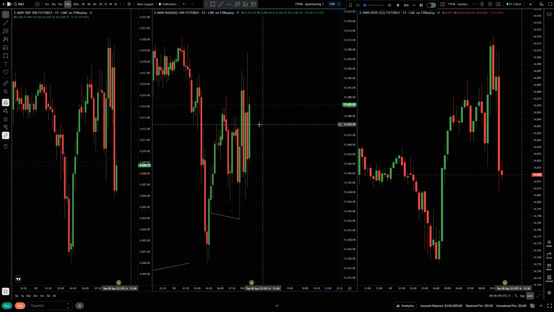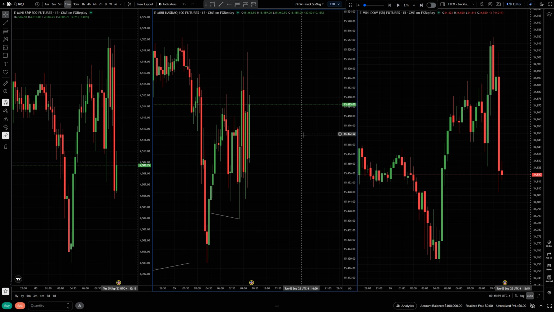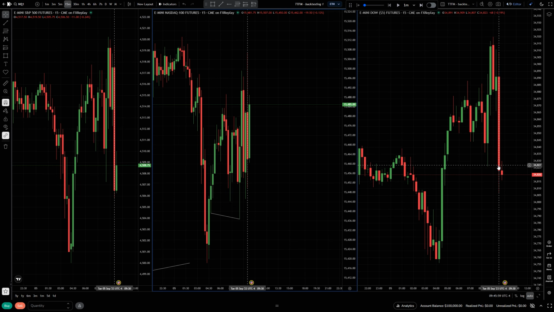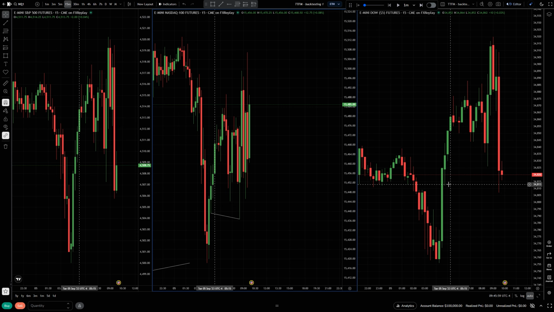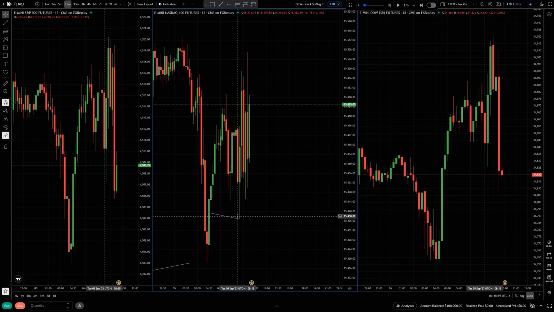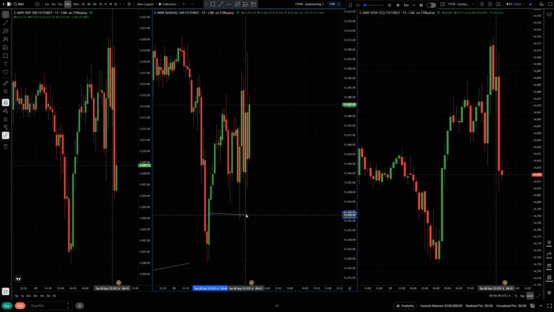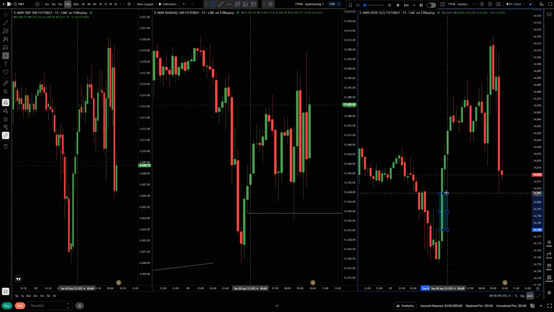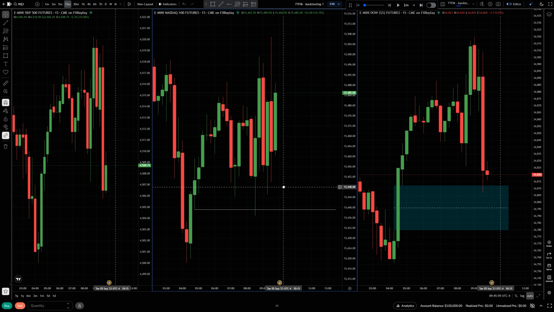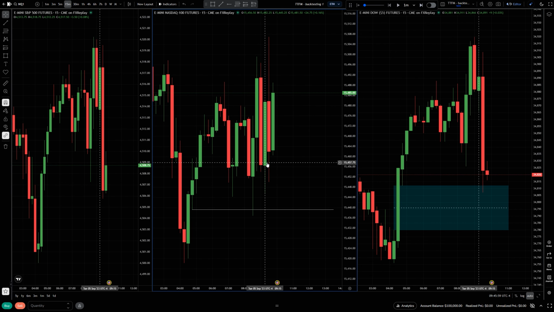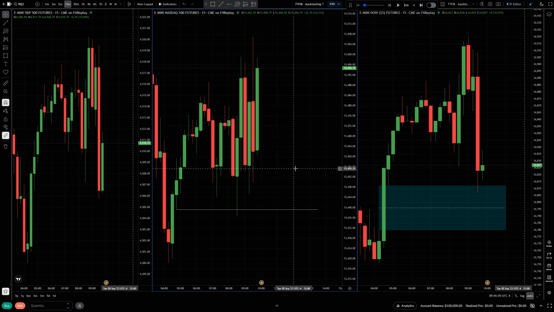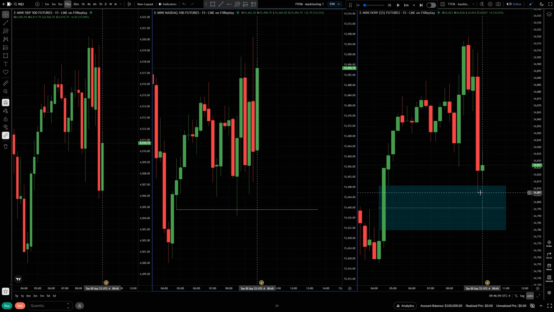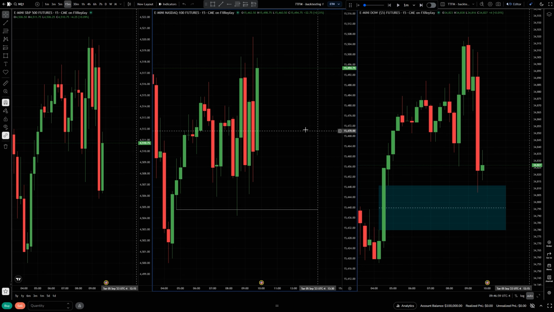Okay, so we can see that YM started to go down to fill in this inefficiency. So this SMT has now been broken. So we still have this gap, and do we have a PSB? No, we don't. So we are just waiting for YM to see if it wants to sweep out this low and start going higher.